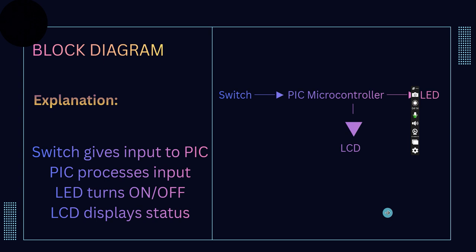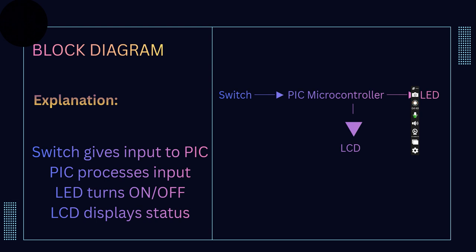The idea of this block diagram is to show how the input and output devices are linked with the controller. The switch is the input block. The PIC 16F877A is the processing block, and LED and LCD together form the output blocks. Power supply and ground connections to each block are also implied, even if they are not shown in detail, so that all components receive the required 5-volt supply and share a common reference.